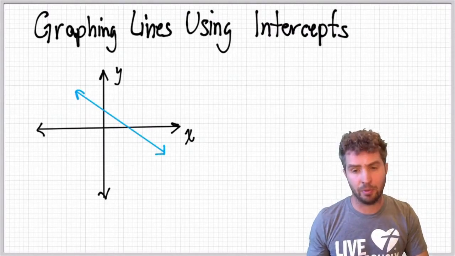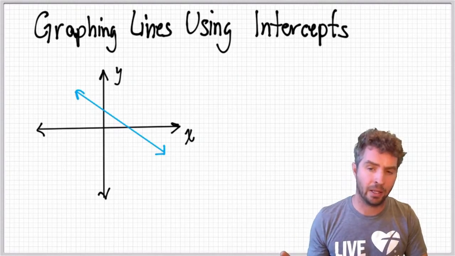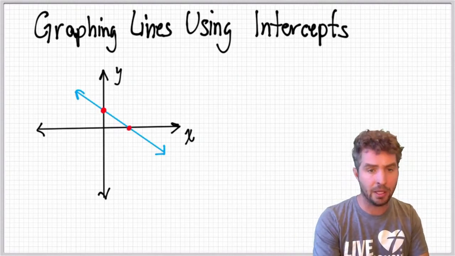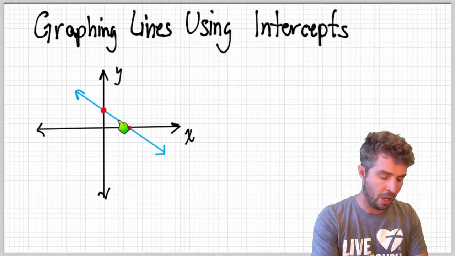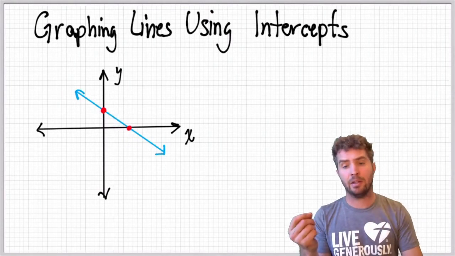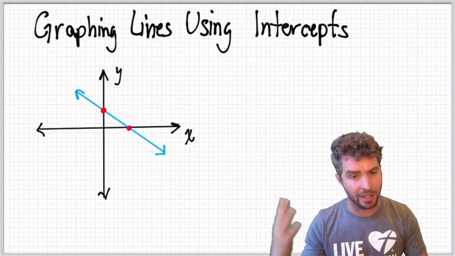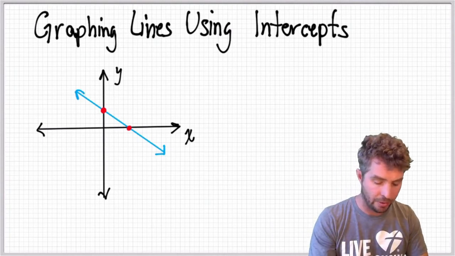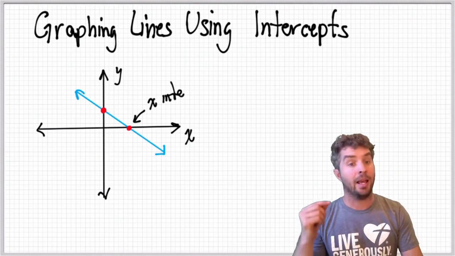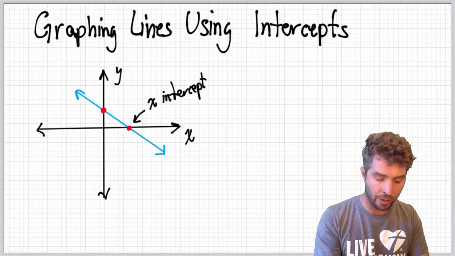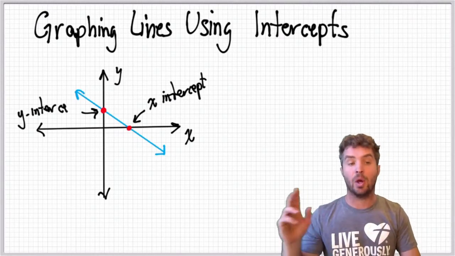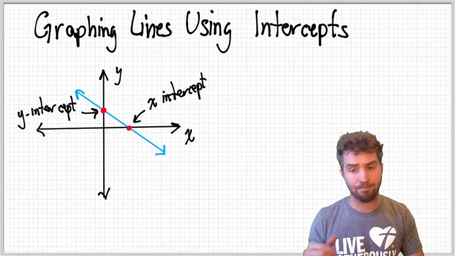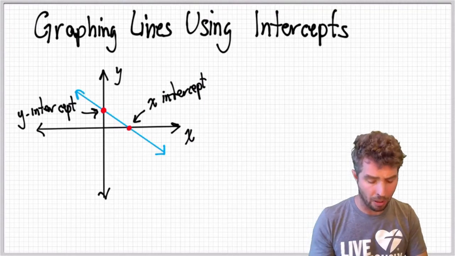The intercepts, when we talk about intercepts of a line, what we're talking about are the points, like these red dots I've drawn, where the line that we're graphing crosses the axes. So where it crosses the x-axis is the x-intercept, and where it crosses the y-axis is the y-intercept. Okay? Pretty simple, hopefully.